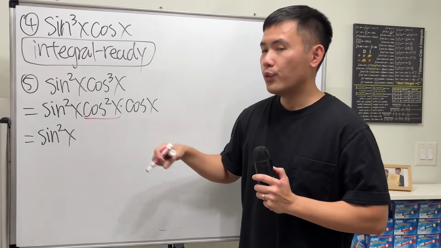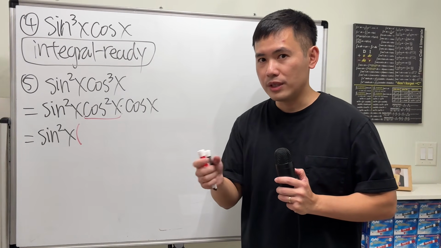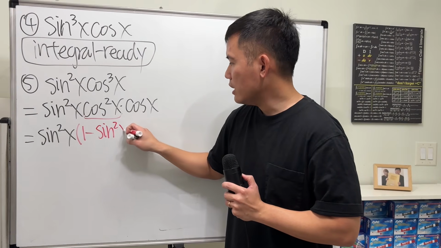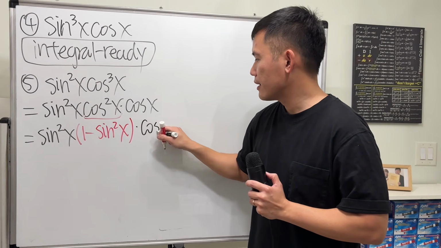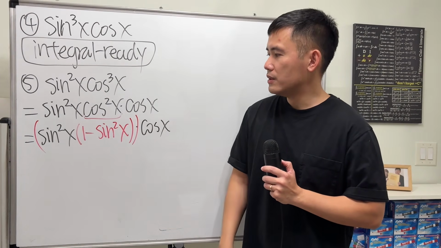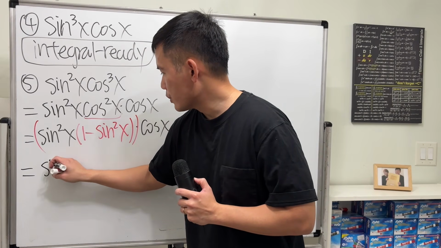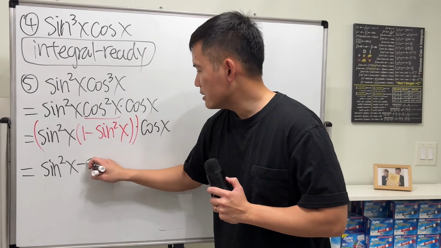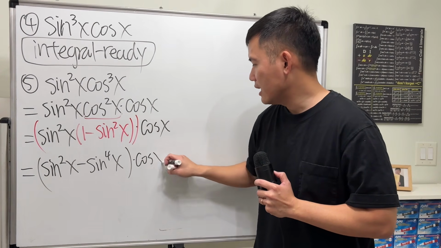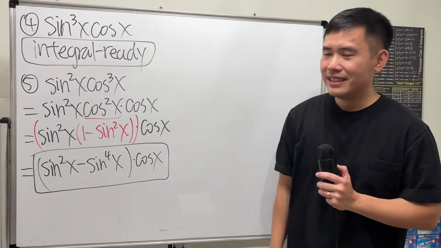This is not good, we will have to change it. Change it to not the power reduction though, because otherwise you get a different angle. Instead, you write it as 1 minus sine square x. And now you can see that this is the expression that's going to be in terms of sine x. Of course, you can multiply in the sine square x. So we get sine square x, and then minus sine to the 4th power x, like this, times cosine x. And you proceed by letting u equal sine x.